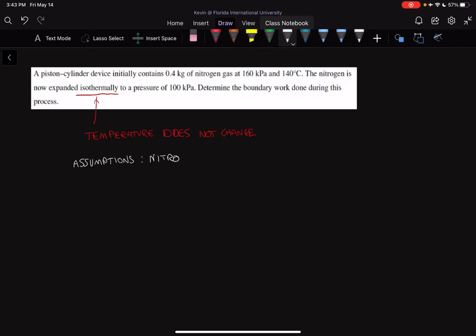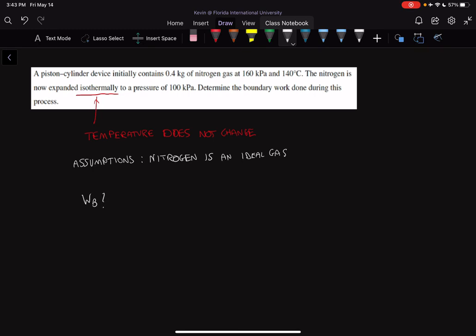Nitrogen is an ideal gas. Okay, so we know nitrogen is an ideal gas. Now for this problem, we can't really say it's a polytropic process because it doesn't really tell us if it's a polytropic process. We have no real information at this point. So let's just keep going with our problem. And our problem says to determine the boundary work during this process. So what we need to find is work boundary.